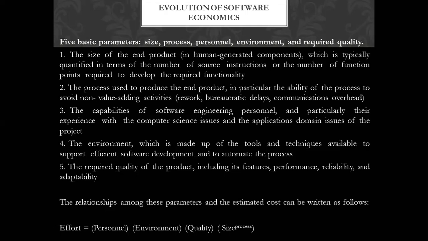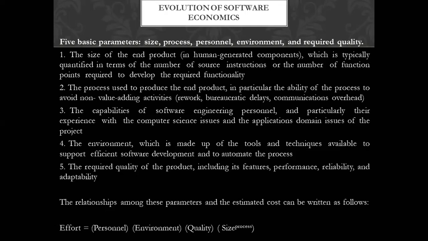Next one is capabilities. Capabilities of software engineering personnel. So people who are working as engineers in organizations, their capabilities, particularly their experience with the computer science issues and the application domain issues of the project. So about those personnel also.